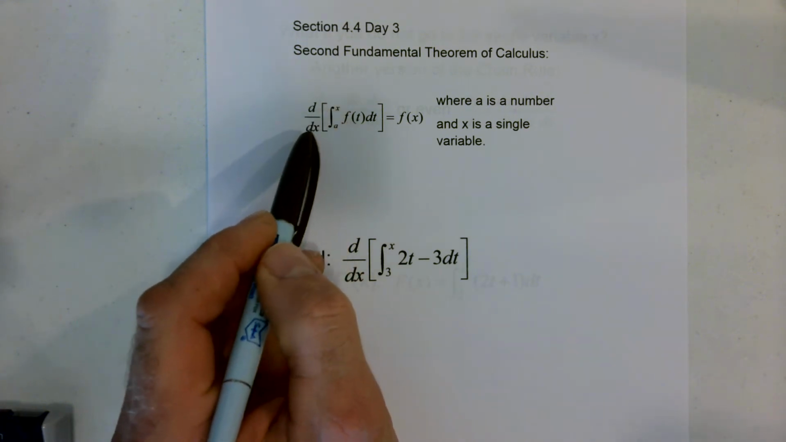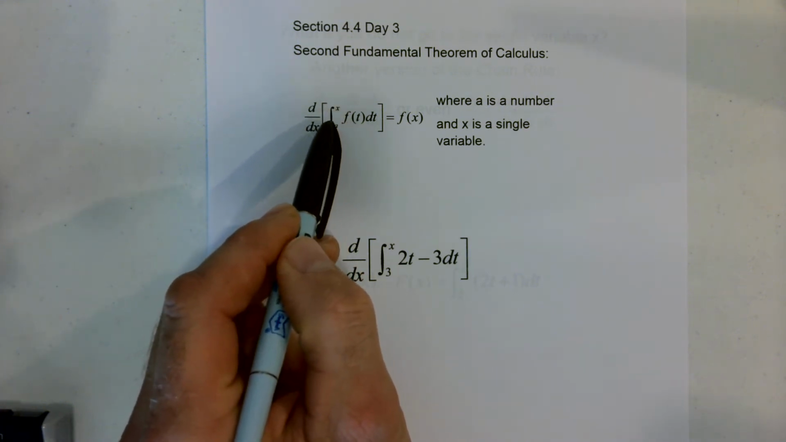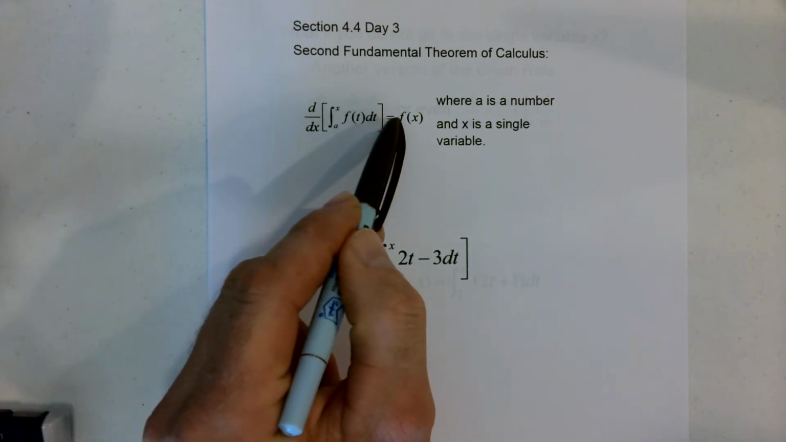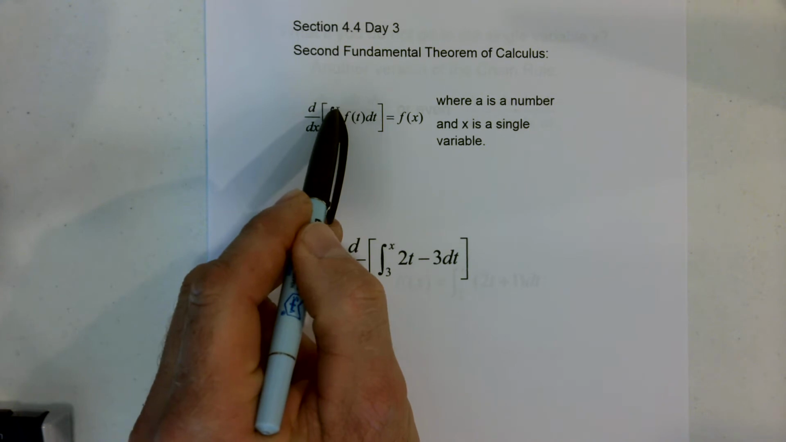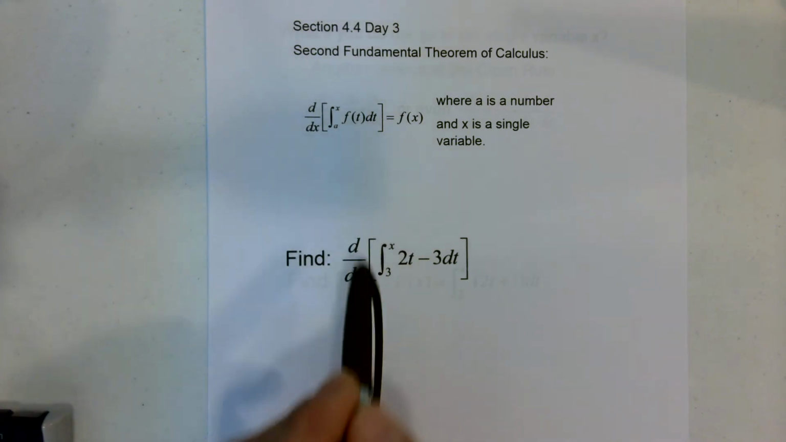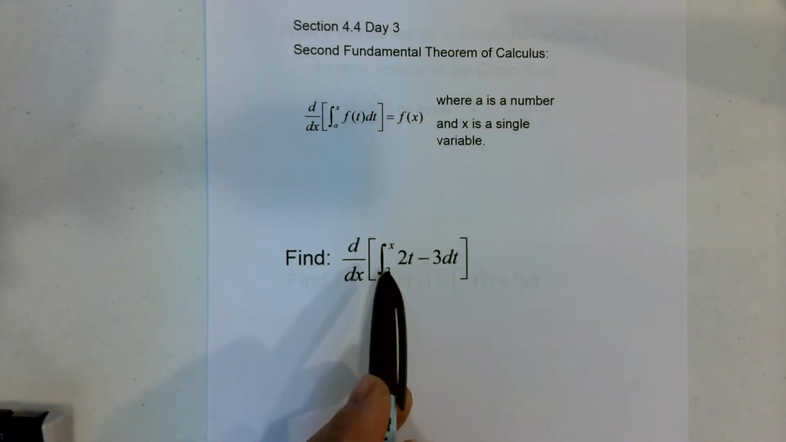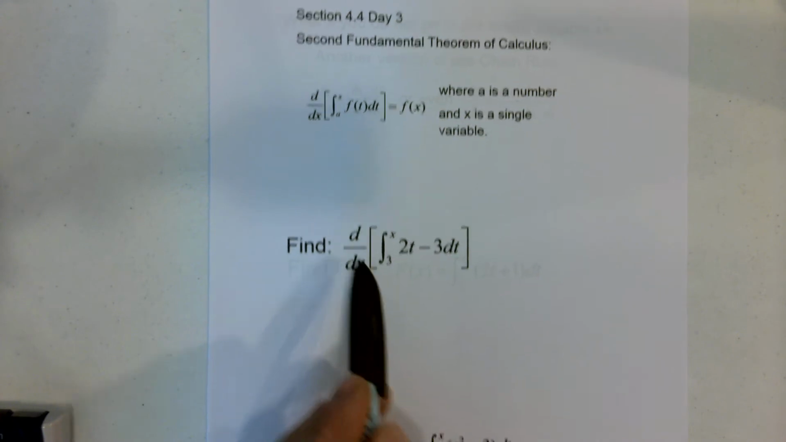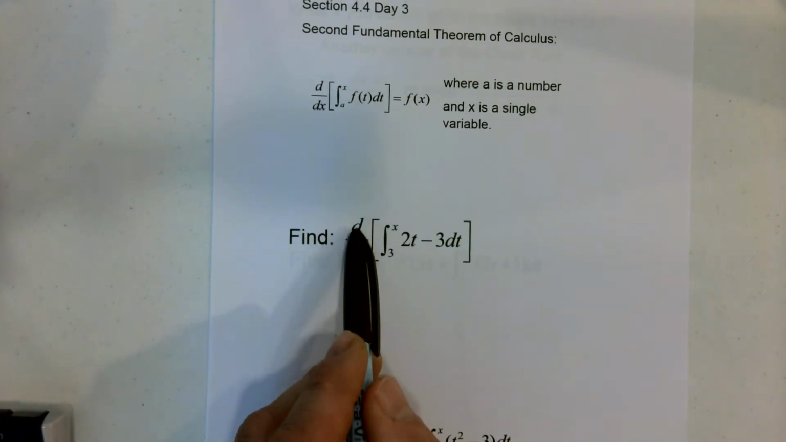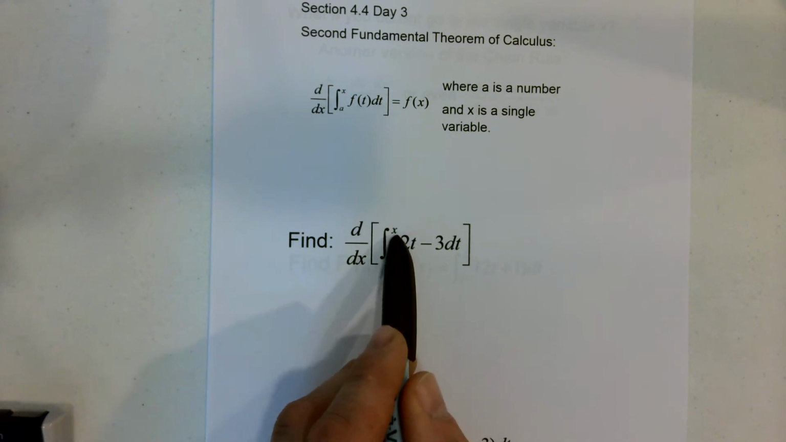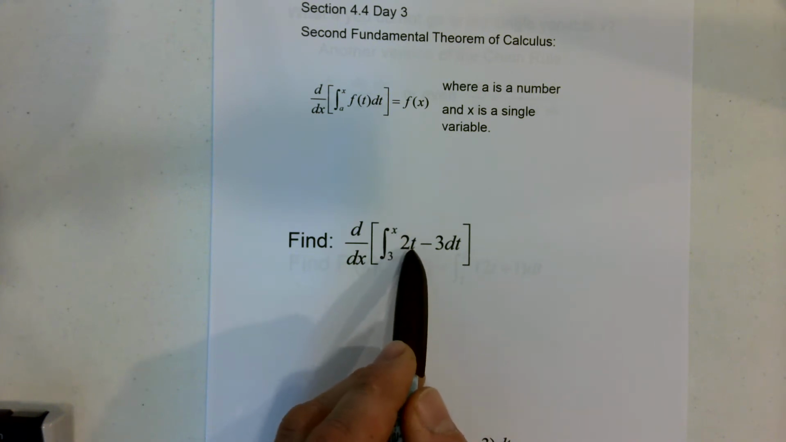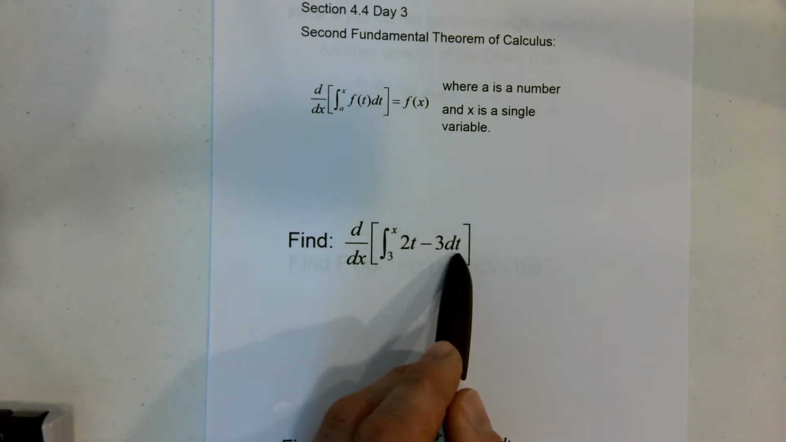So what does that mean? It tells us that the derivative of the integration is equal to the value of the function at that variable. That probably seems clear as mud to you. So let's go ahead and look at an example and see what happens with this. This is asking me to find the derivative with respect to x of the integration from 3 to x of 2t minus 3 dt.